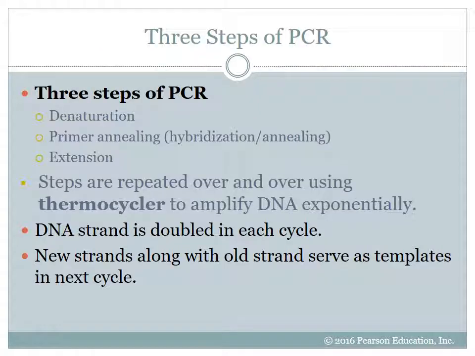The 3 steps of PCR are denaturation, primer annealing, which is hybridization and annealing, and extension. The steps are repeated over and over, using a thermocycler to amplify the DNA exponentially. The DNA strand is doubled in each cycle. New strands along with the old strands serve as templates in the next cycle.